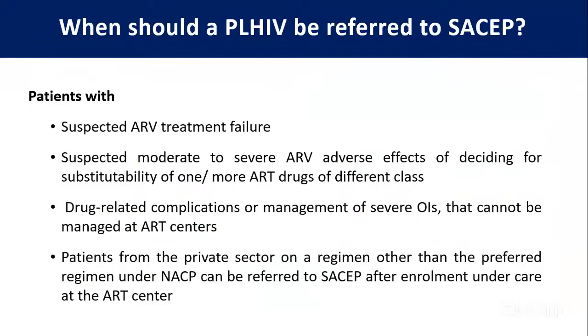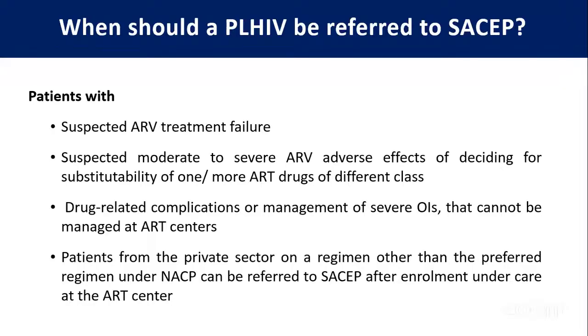So when should a patient be referred to the SACEP? We have already discussed it. Patients with suspected ARV treatment failure, patients having moderate to severe antiretroviral adverse drug effects which might need a substitution of one or more antiretroviral drugs, drug-related complications or management of severe illness that cannot be managed at that particular ART center level can be referred to SACEP.